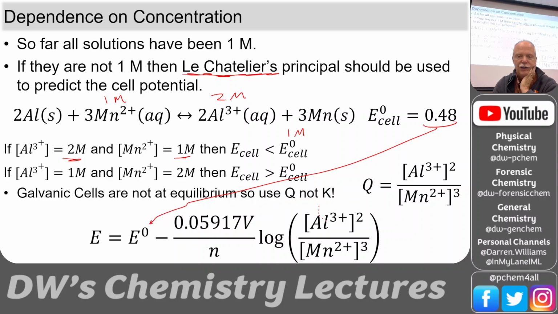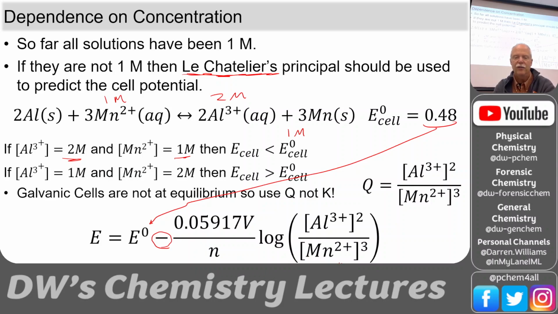Then we could put our concentrations in here, and notice it's a negative sign, right? So this log is greater than 1, and it gets more greater than 1. You're going to have a positive number, but then you're going to pull down the voltage because your products are too concentrated. And so you're going to correct that voltage down.